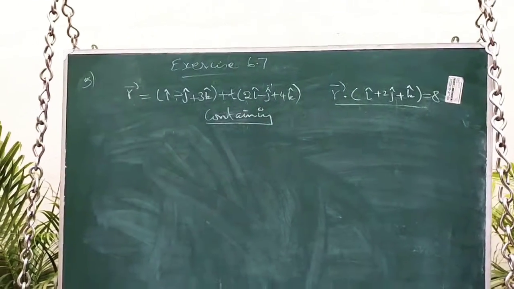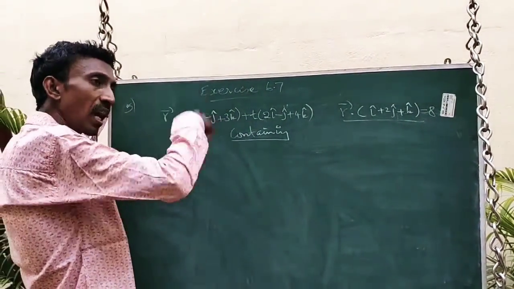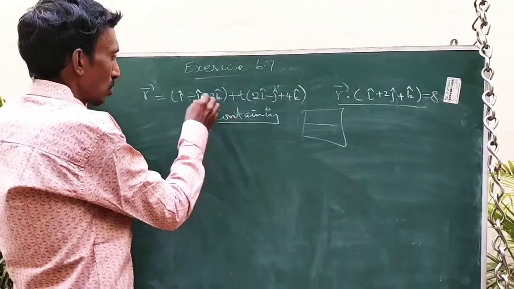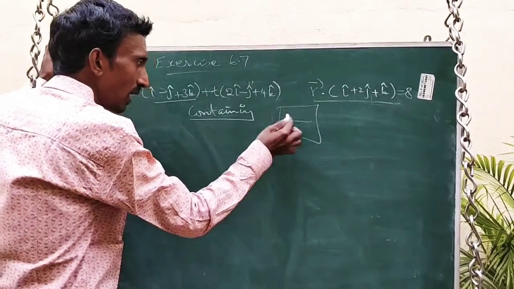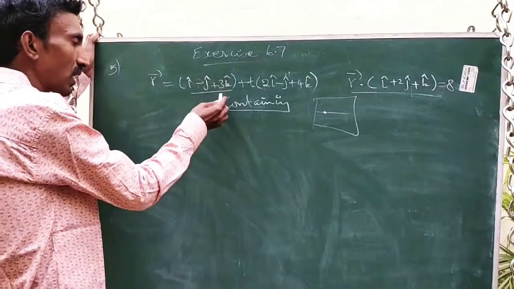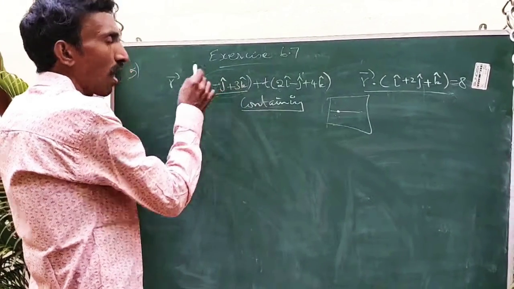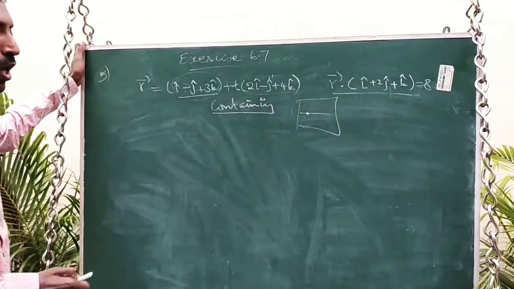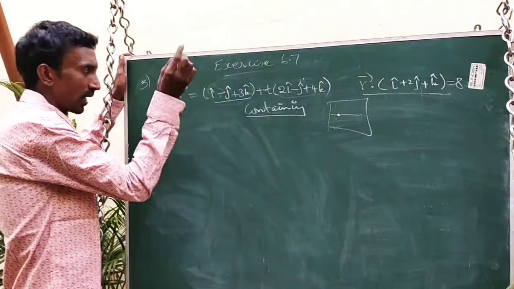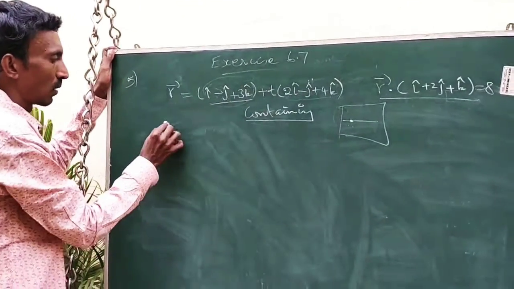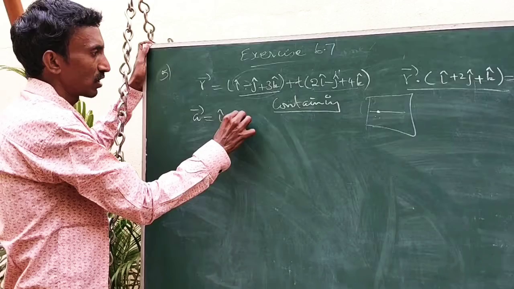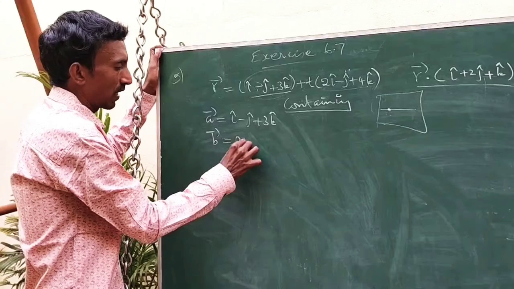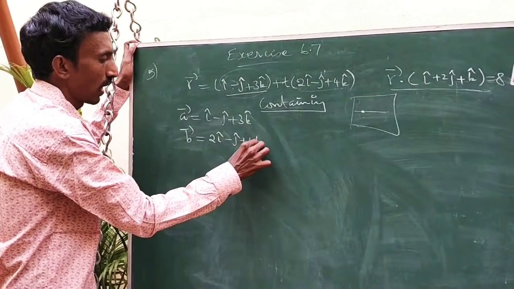Okay. So, listen, containing means this line lies on the plane. Suppose this is a plane, this line lies on the plane. So this point is also present in that plane. So we can take a point on the plane. This is parallel to the line, obviously parallel to the plane. So from the containing line we can take one point and one parallel. So a vector equal to i minus j plus 3k is a position vector of the point, and the first parallel vector is 2i minus j plus 4k.